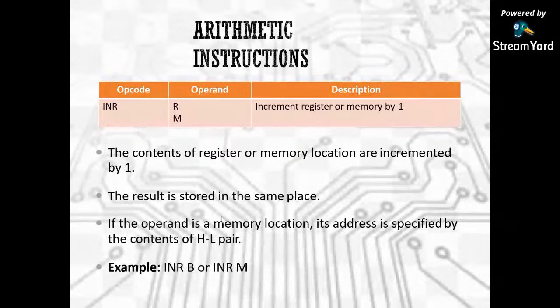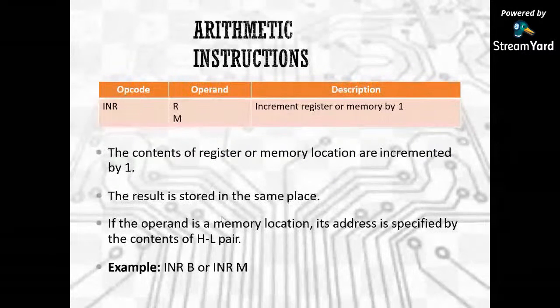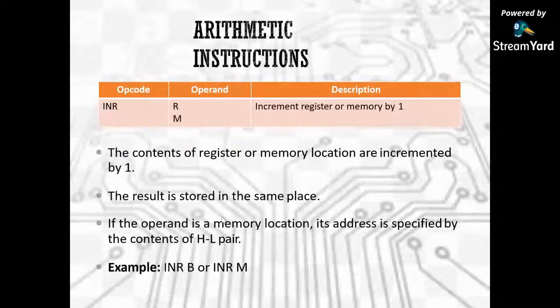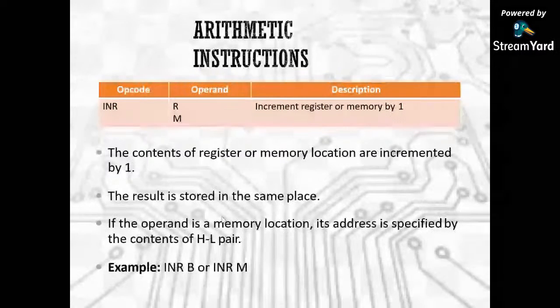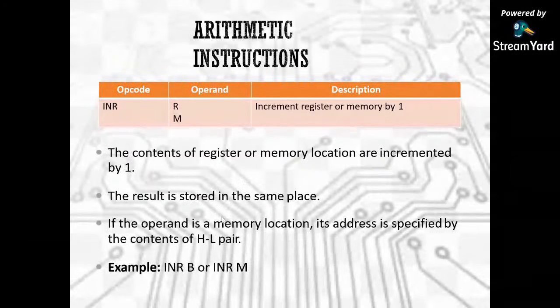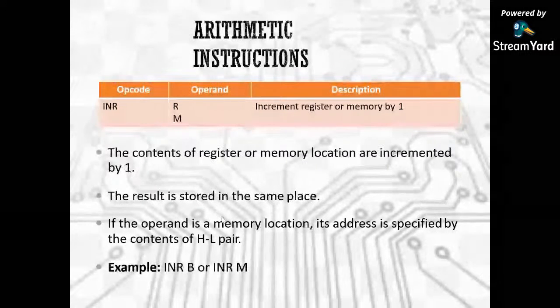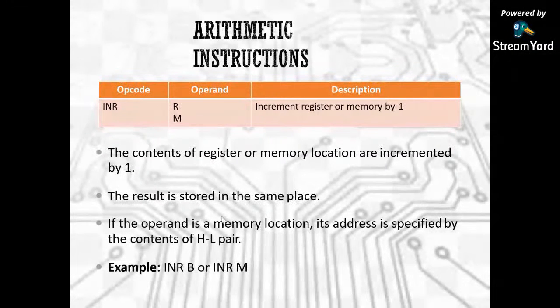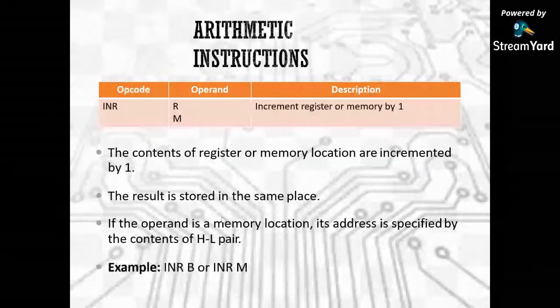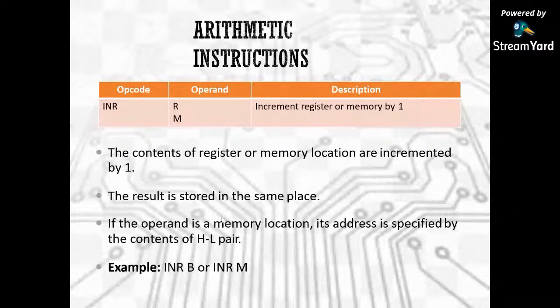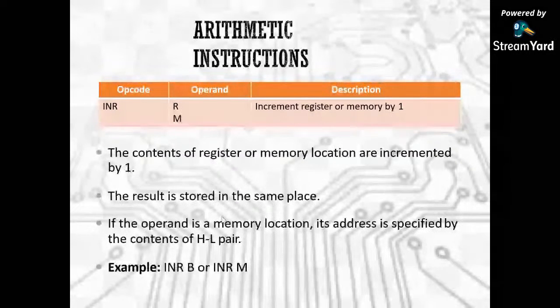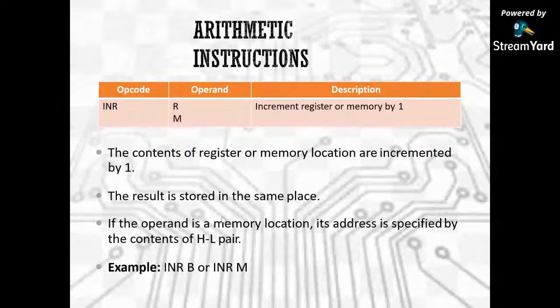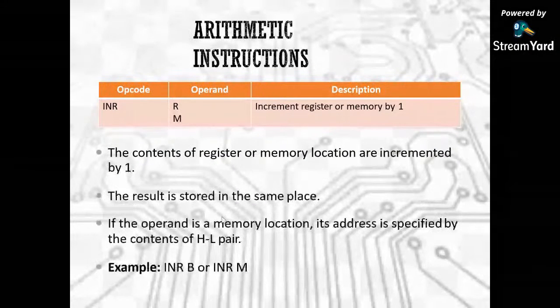INR, it means increment register or memory by 1. The contents of the register or memory location are incremented by 1. The result is stored in the same place. If the operand is a memory location, its address is specified by the contents of the HL pair. So for example, INR B or INR M.